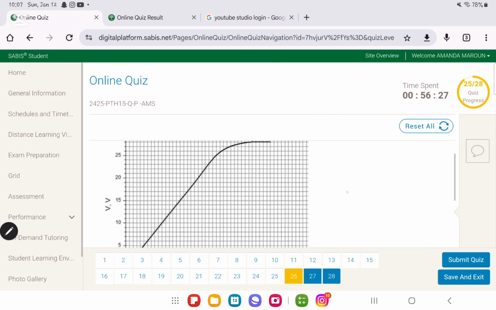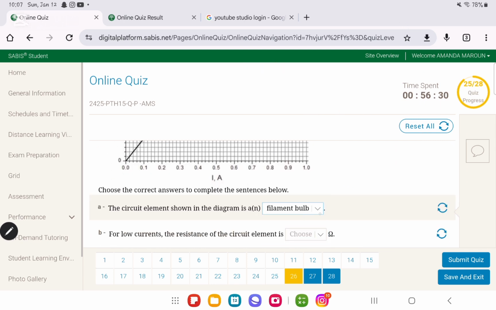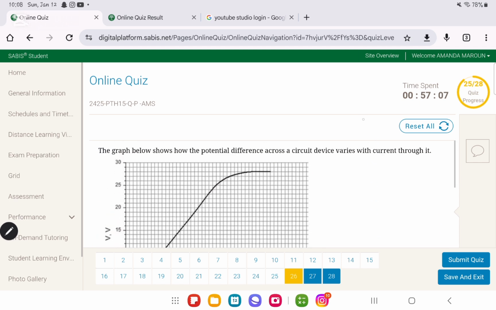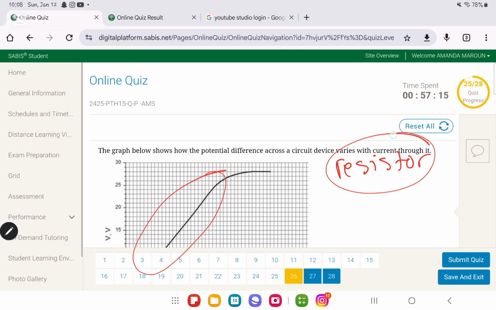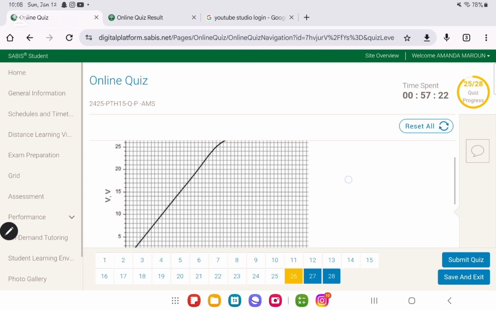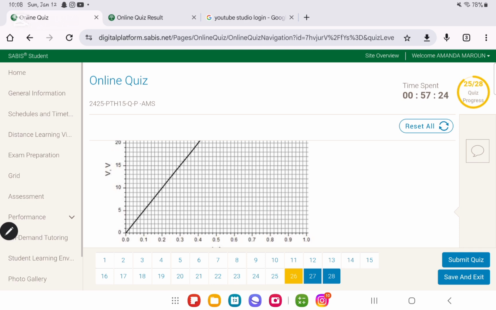So looking at the graph, it looks a lot like the filament lamp or the filament bulb graph. And they said for low currents, the resistance of the circuit element is... Very simply, low currents means when it is behaving like a resistor. In the filament lamp, the resistor is so weak that it needs really low currents to properly behave like a resistor or to follow Ohm's law. So for it to properly work, it needs low current.